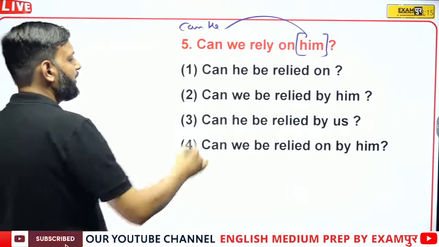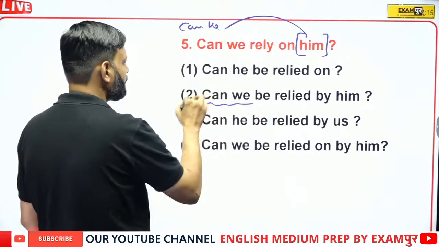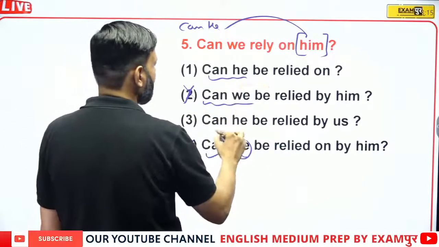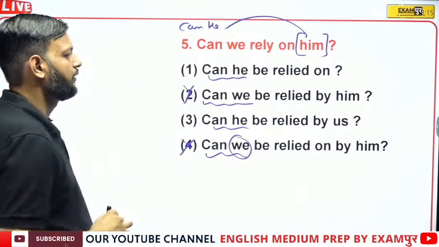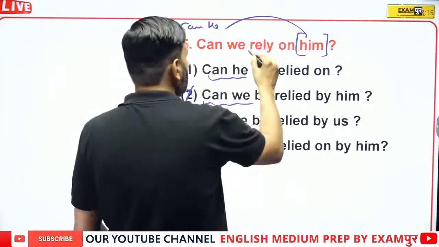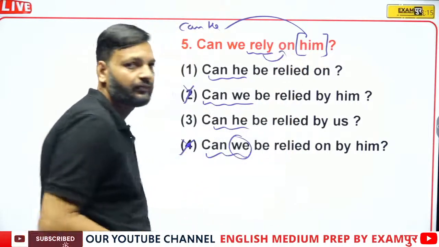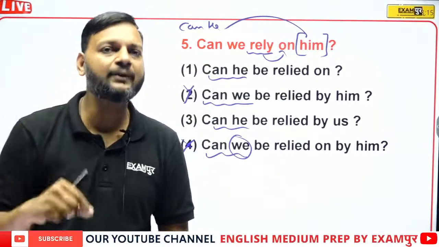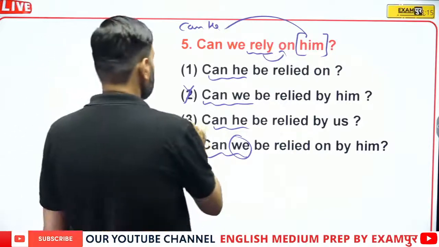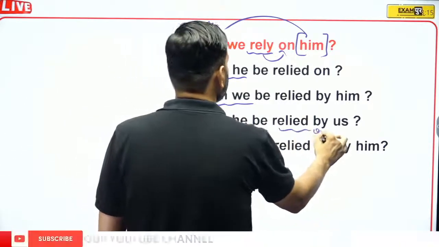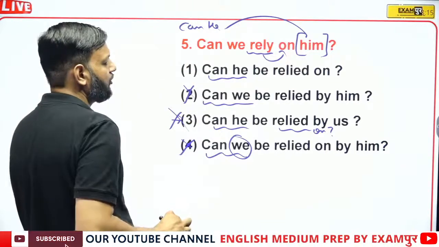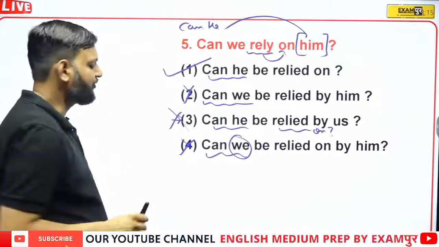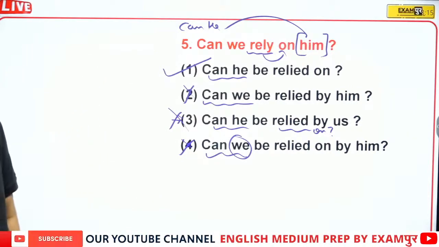Can he is required. But in option 2, can we has been used, which is wrong. Here also can we, which is wrong. Only two options have can he. But the verb rely must be followed by on. The verb rely cannot be used without on. On is compulsory after rely. But in option number 3, on is missing. That's why this is also not the right answer. Option number 1 is the right answer.